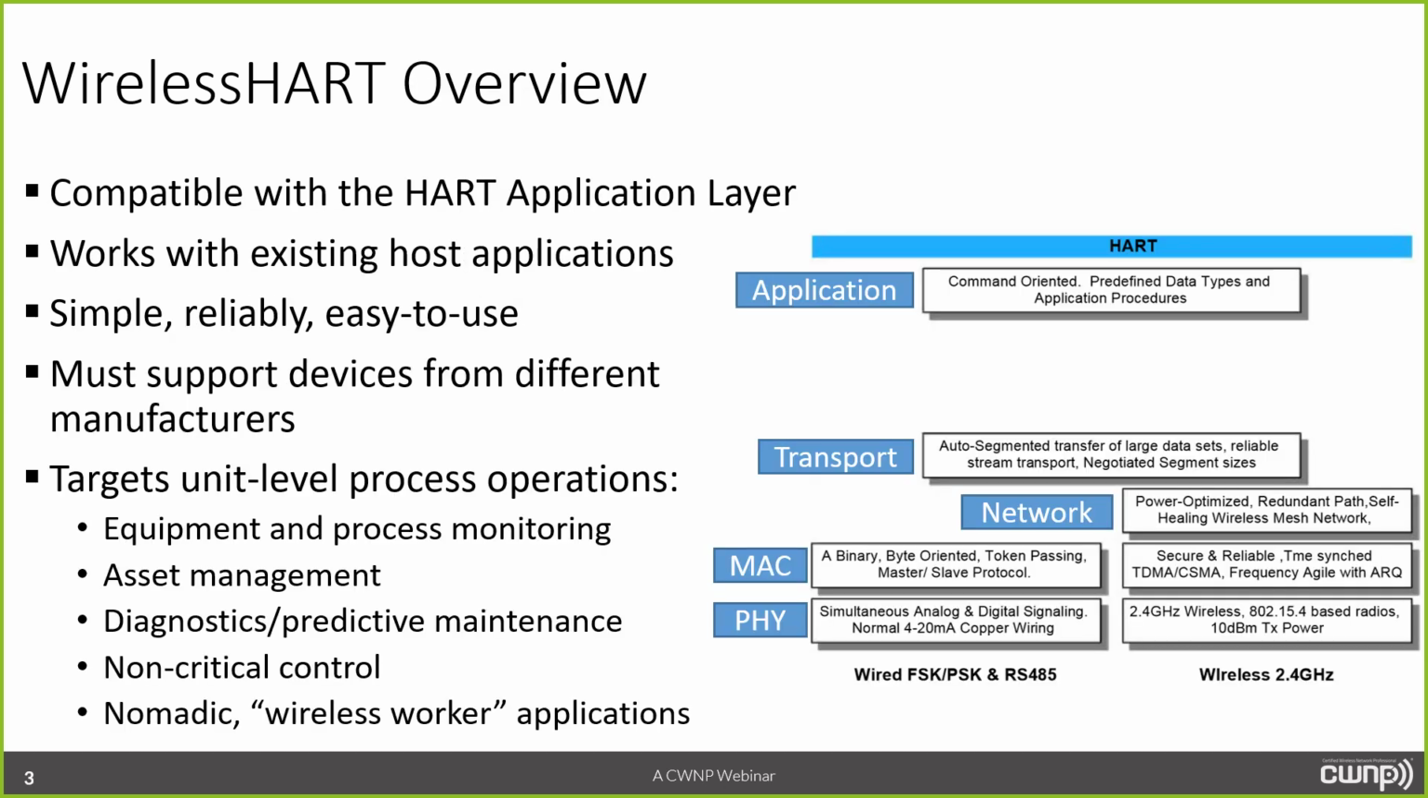So let's get an overview of WirelessHART. First of all, it's compatible with the HART application layer. So HART is the Highway Addressable Remote Transducer Protocol. And this is a wireline protocol. It's been used since really the 1980s in industrial environments and other environments as well.